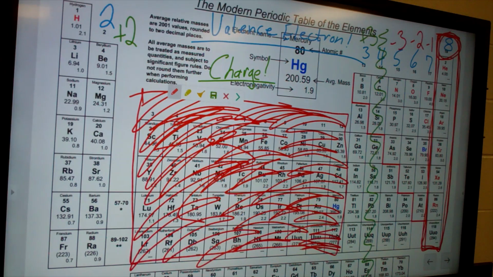What about 18? They have 8, so will they bond? No. So they will not form ions.